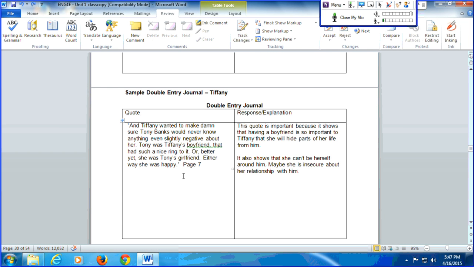On the right-hand side is where you look at what the quote means. What do you think it means? Why would that be so important within the context of the novel and of reading this? Remember the themes that were listed at the very beginning of this lesson. So it says this quote is important because it shows that having a boyfriend is so important to Tiffany that she will hide parts of her life from him. It also shows that she can't be herself around him. Maybe that she's insecure about her relationship with him.